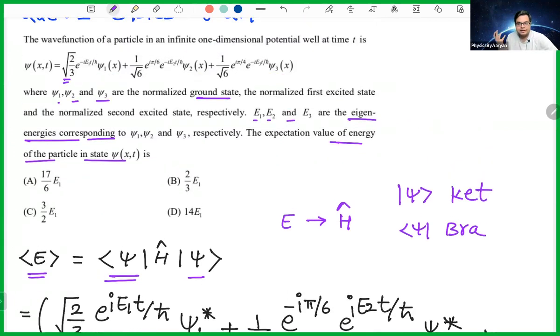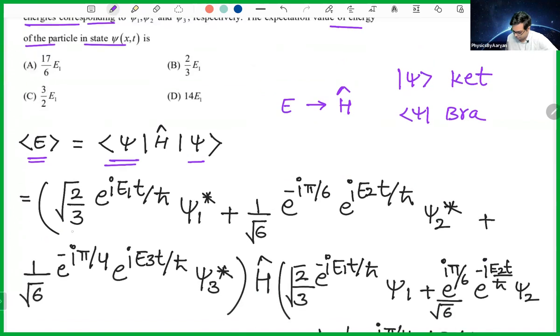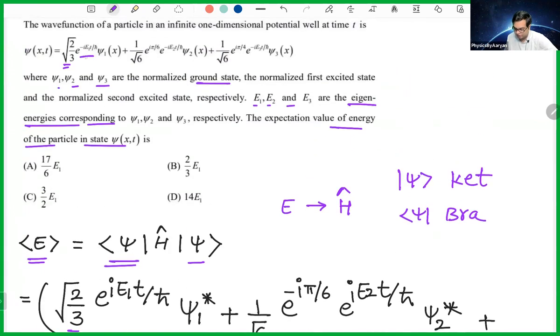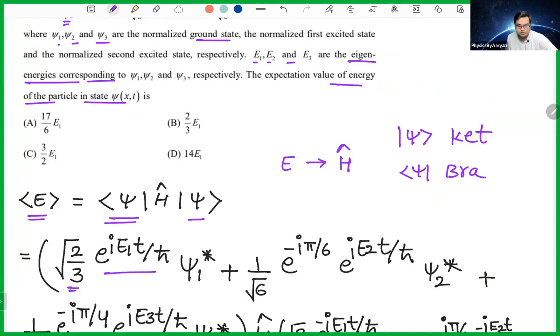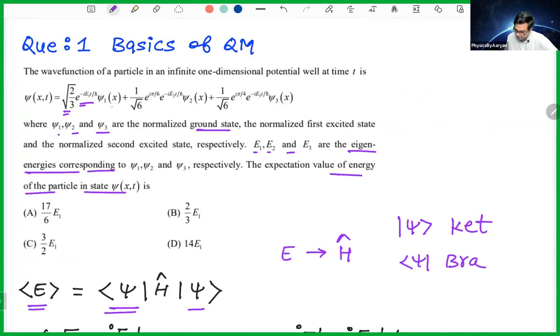Root 2 by 3 is a real number, so that will remain as such. But e to the power iota is not a real number, so you have to convert iota into minus iota. Here you already have a negative sign, so this will become plus, as you can see here. And phi 1 will become phi 1 star. Basically what you are doing is taking the complex conjugate, so phi 1 becomes phi 1 star.